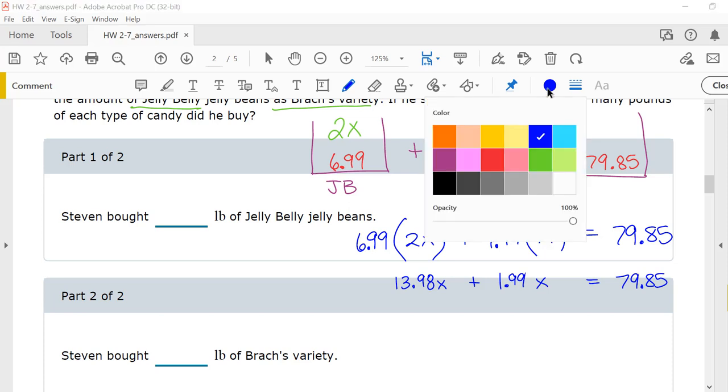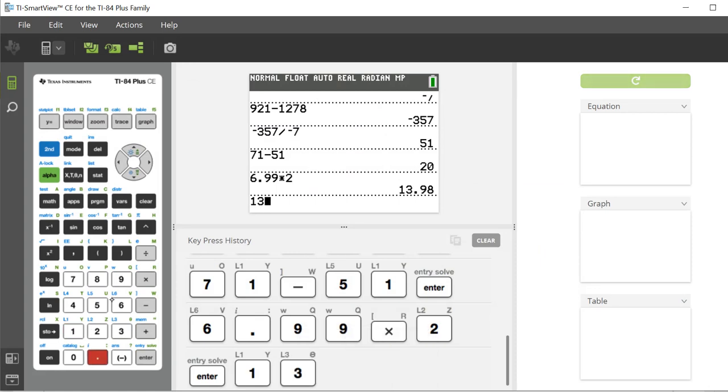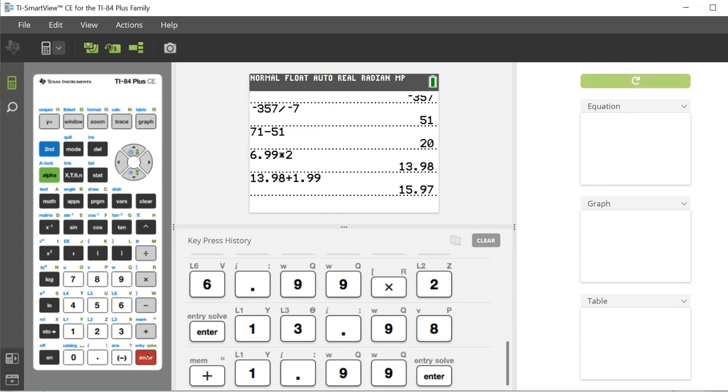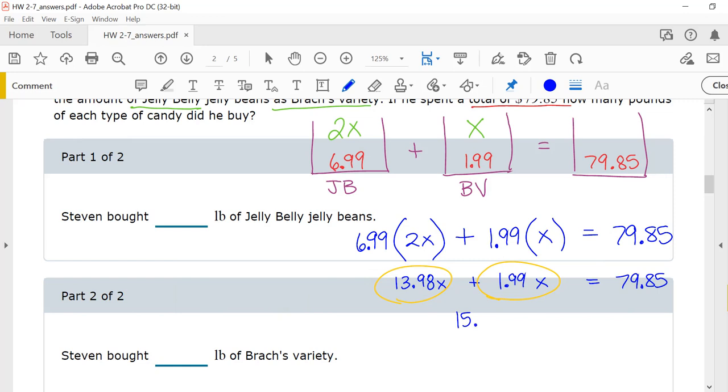Those are like terms. Even though they're decimals, it's okay. The calculator can handle it. 1398x plus 199x is going to give me 1597x. That equals 7985.